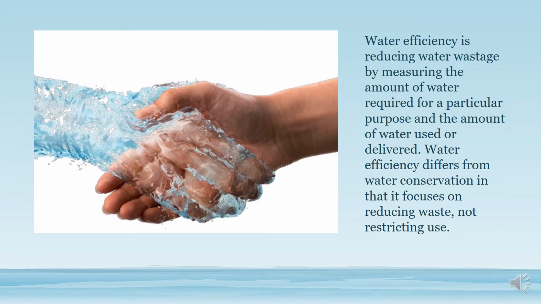Water efficiency is reducing water wastage by measuring the amount of water required for a particular purpose and the amount of water used or delivered. Water efficiency differs from water conservation in that it focuses on reducing waste, not restricting use.